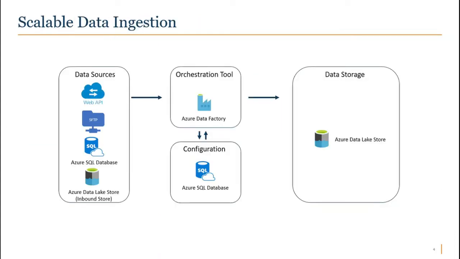So in this design, the objective is to get the data. The source can be a web API, SFTP, Azure SQL, or any kind of data lake store. It can be anything. It can be dynamic, and the orchestration tool is Data Factory, the configuration metadata is stored in the Azure SQL database, and the target is a data lake store. This can be changed, but at this moment, this is how it is designed. Based on the requirement, this can be changed. So let's go for the demo.